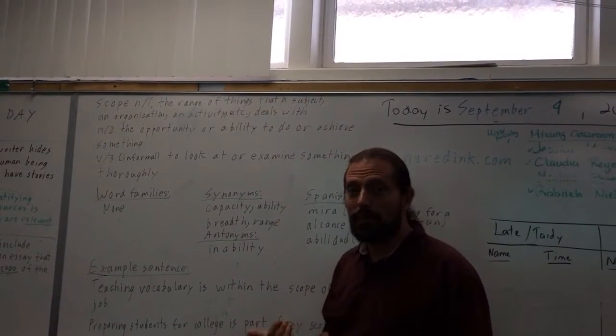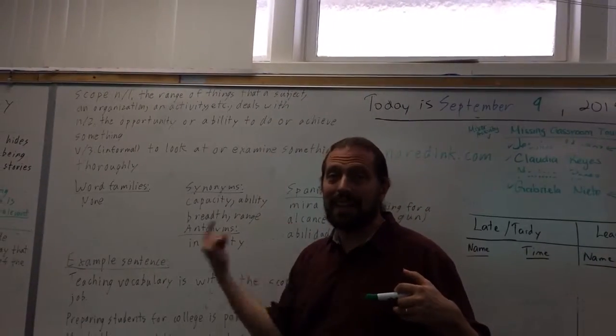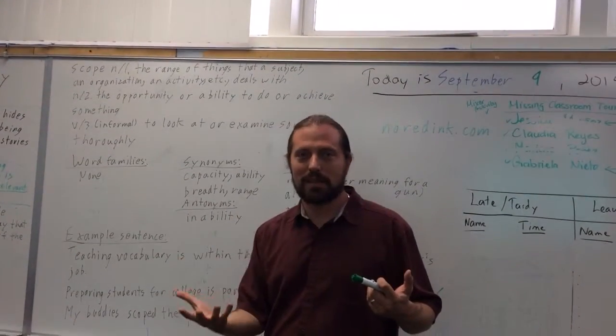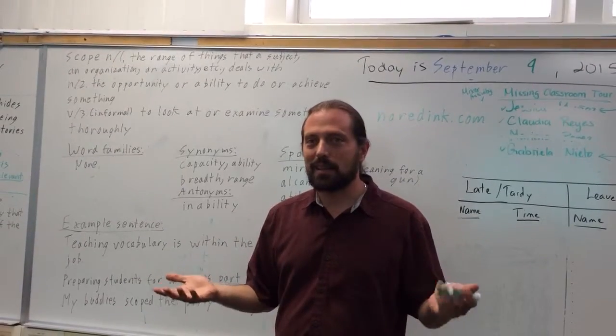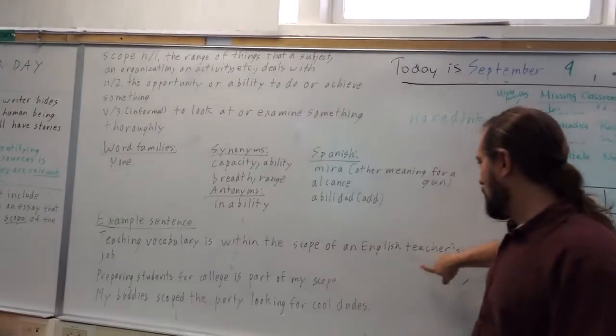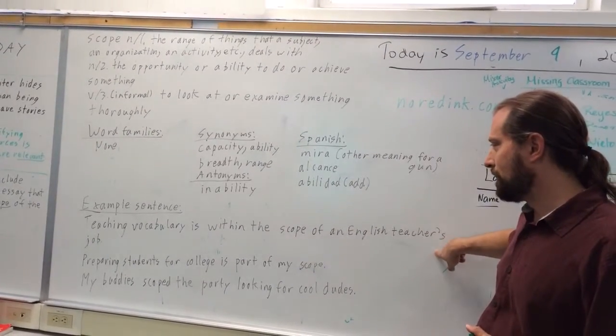So for example, I am an English teacher. You often say within for scope. It's within my scope as an English teacher. It's part of what I do. But teaching algebra is not, because I'm not a math teacher. And that's an example sentence I have here. Teaching vocabulary is within the scope of an English teacher's job.